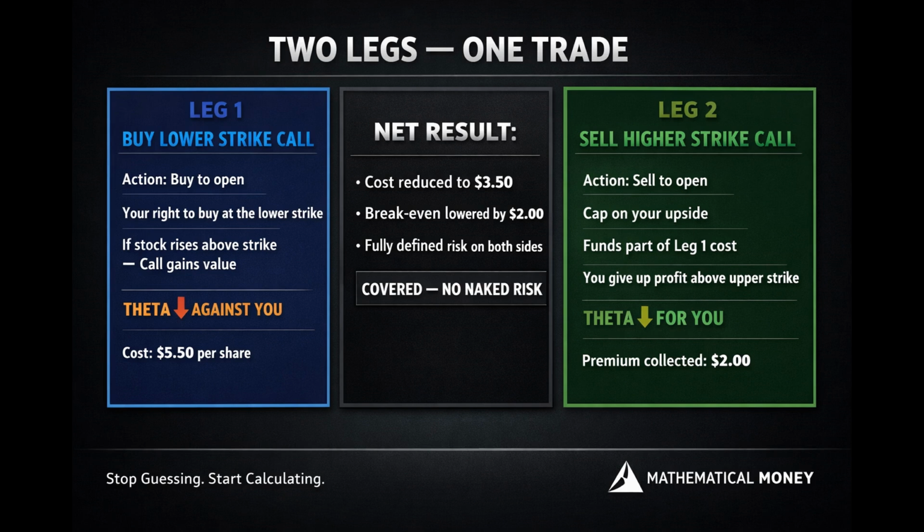Net result, a directional trade with a lower entry cost, a lower break-even, and fully defined risk on both sides. No naked exposure. No margin requirement beyond the spread width.